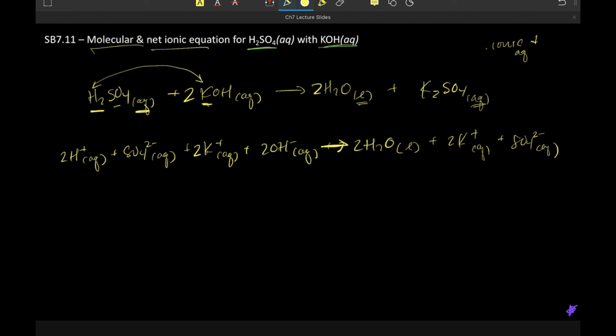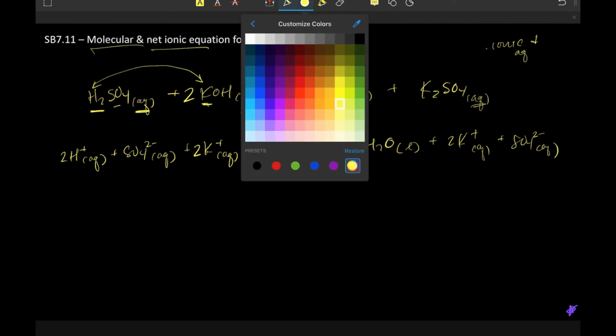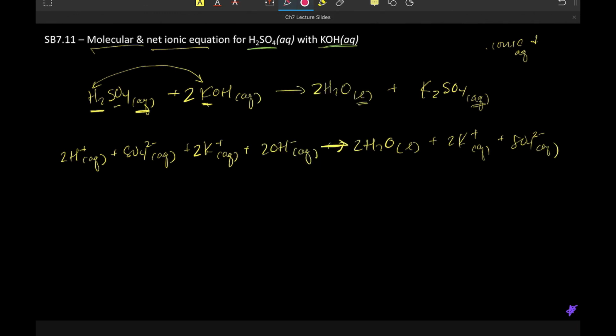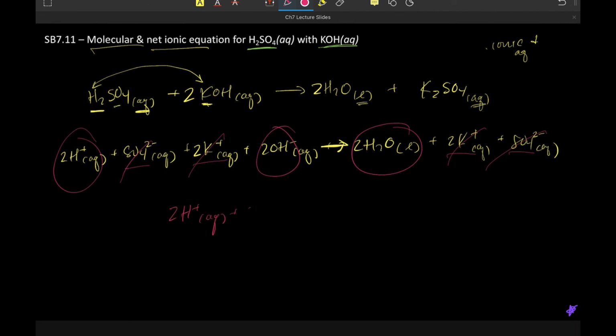All right, now we'll go through and cross out the things that are exactly the same on both sides, which includes sulfate, potassium, and everything else becomes our net ionic. So 2H plus aqueous plus 2 hydroxide aqueous gives us our 2H2O liquid. And then if we wanted to, as a last step, we could reduce this down. And then we will have answered the question.